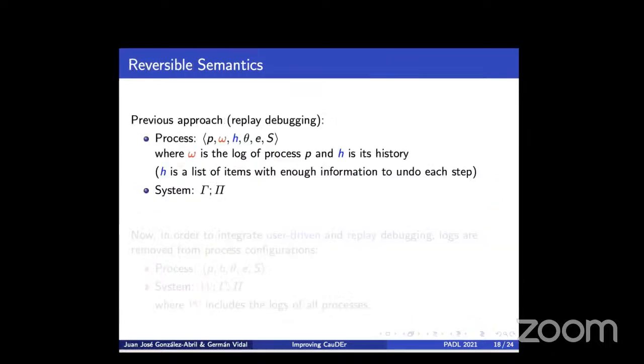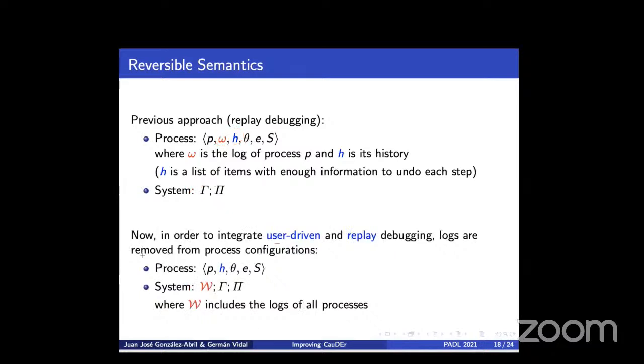As for the reversible semantics, the main difference with the standard semantics in our previous approach is that we introduced two new components to each process: omega, which is the log of the process, and h, which is what we call the history. This is essentially a list of items with enough information to undo each computation step of a derivation. And the definition of a system is essentially the same.